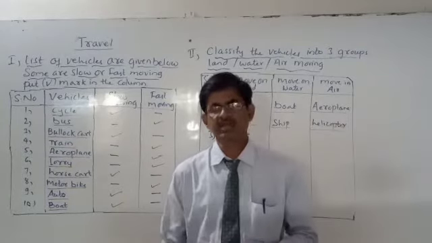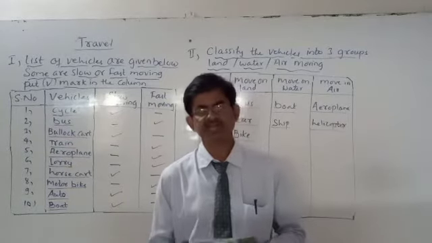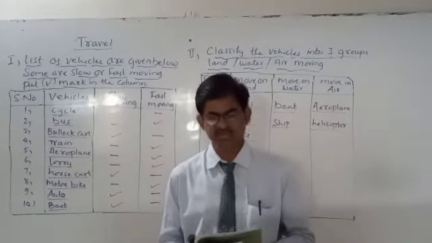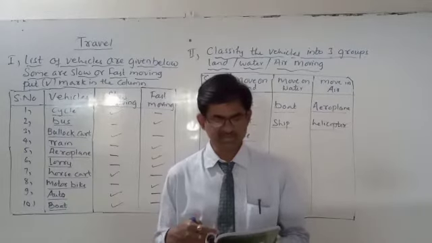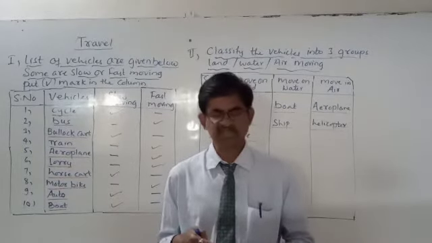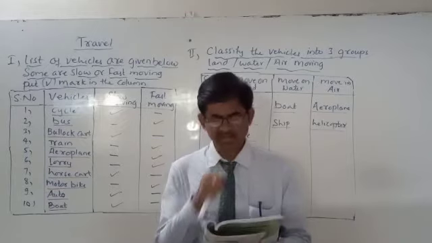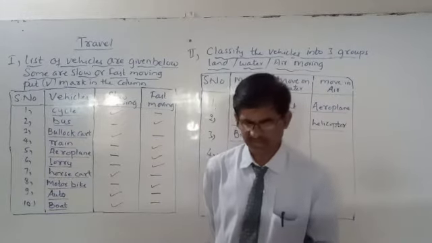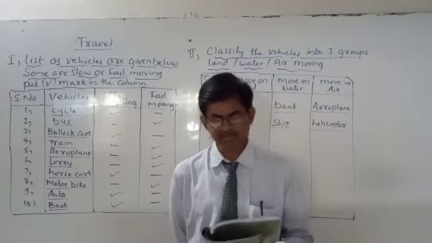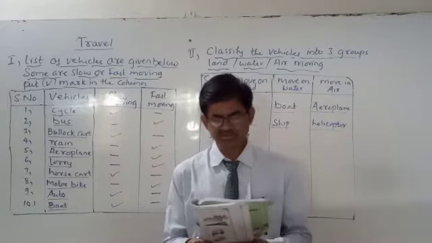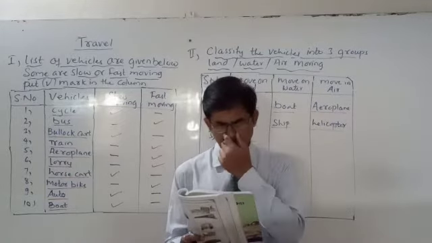For traveling, we need vehicles. Travel means going from one place to other place. For traveling, what is needed? We need things. What are those things? They are the vehicles. Vehicles carry people and goods from one place to other place, so they are called vehicles.